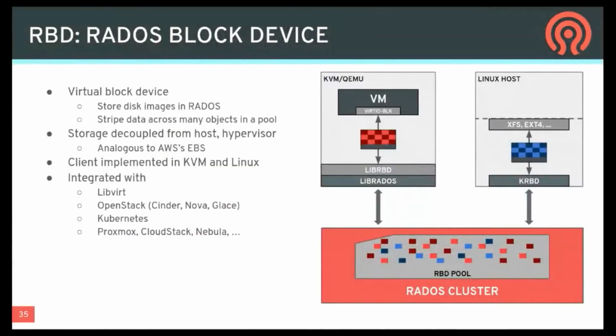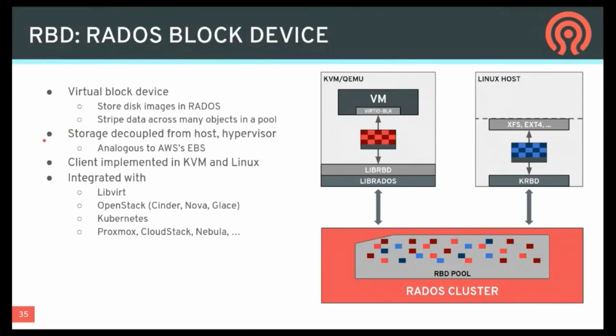for Ceph. So RBD stands for RADOS block device. Its purpose is to provide a virtual block device that allows you to store disk images in a Ceph RADOS cluster. And at a high level, really what we're doing is we're basically taking a big virtual disk and we're striping it across a bunch of smaller RADOS objects and dumping them to RADOS.